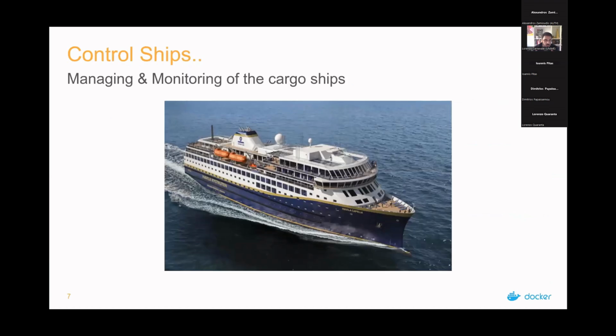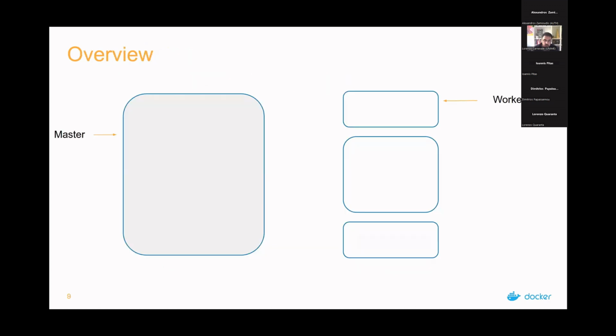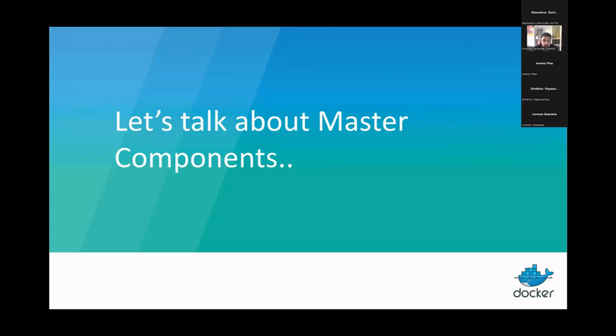Then the control ships, which we use for managing and monitoring the cargo ships. So understanding what happens inside the cargo, we have to manage, to plan, to schedule, to monitor. So all the logistic stuff that really, in concrete terms, in a cargo ship we have to do. And this is done by, let's say, the mind of the situation, which is the master. Let's put the master there on the left.